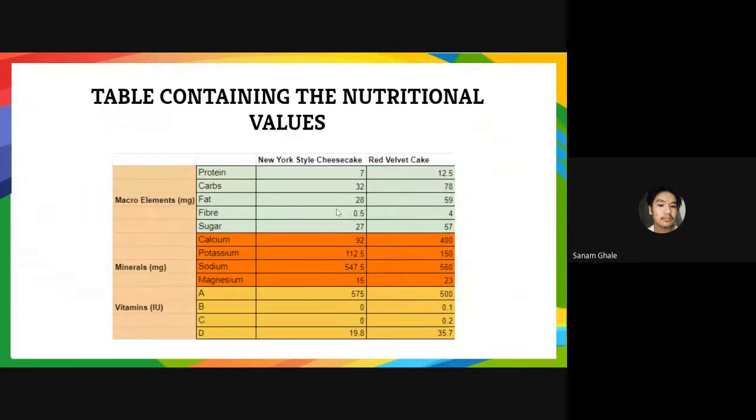After we had some desserts, we wanted to look at their nutritional values. We did some research, and we created this table that contained the nutritional values of the two dishes that we had. And to understand the table further, we created charts through which we could understand better.